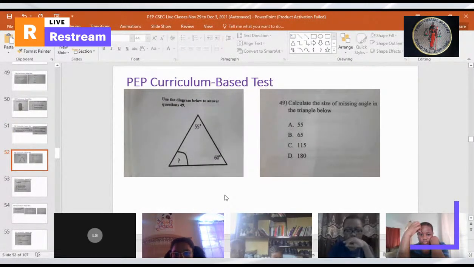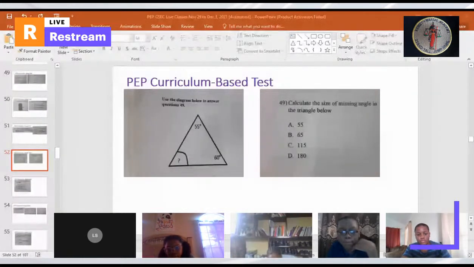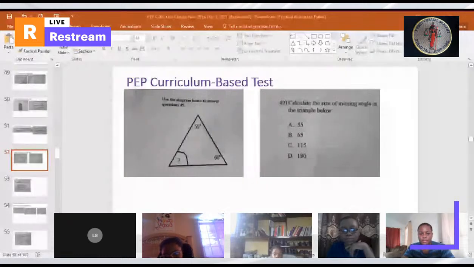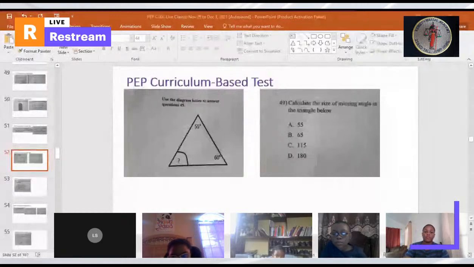Now use this diagram below to answer question 49. That's a triangle. We have one angle of 60 degrees, the other 55 degrees. Calculate the size of the missing angle. We'd add them and then take them away from 180.